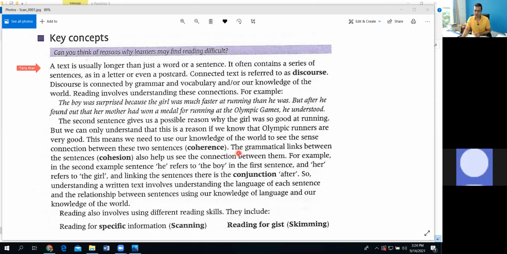Then the next, you have to highlight the grammatical links between the sentences. That is called cohesion. It also helps us see the connection between them. So when we try to understand a text, we see grammatical connection and we see the sense connection.